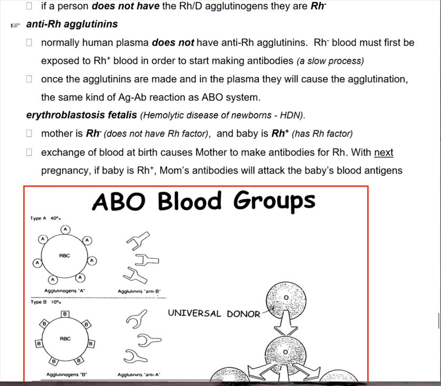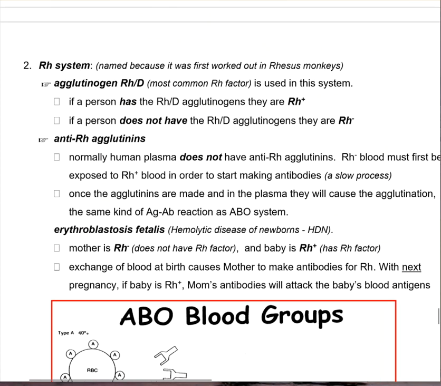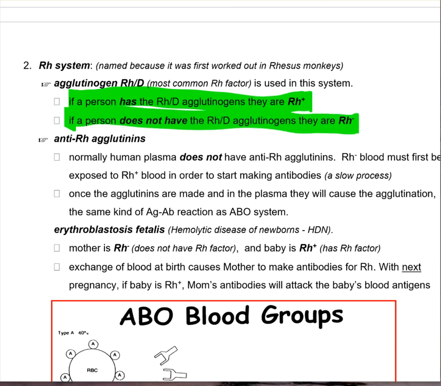Okay. Now, one more thing. There's the Rh system as well. It's called that because it was first worked out in rhesus monkeys, and so that's where the Rh comes from. So there's this agglutinogen Rh, or sometimes called D, so you'll see it written as either. If you have this antigen, you are Rh positive. If you don't have this antigen, you are Rh negative.